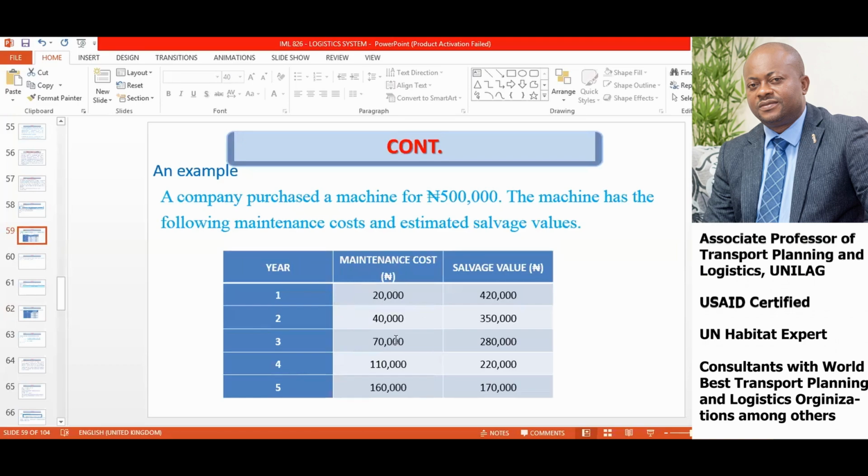Do you want to write down this table? Yes, please give us time to write down this table. Yeah, put down the table, so that when we get to the formula, we can just apply it.